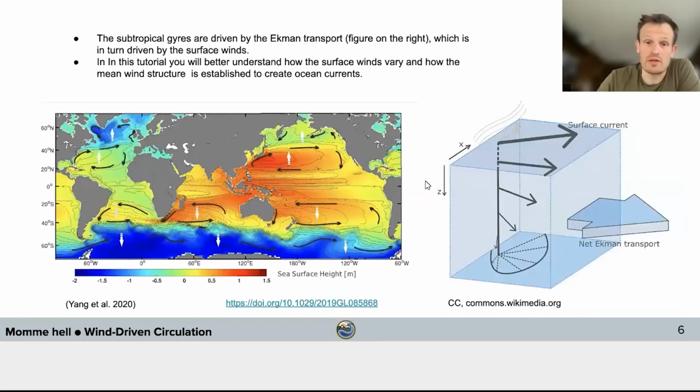In the long term, the wind patterns set up a circulation structure, the so-called subtropical gyres, which are marked by these black arrows here. And there's one gyre in each major ocean basin. These gyres just come from the fact that we have westerlies and easterlies, and then you get this circular structure. I invite you to learn more about the Ekman transport, which you need to understand the gyre circulation, but this will also be part of the following tutorials. Have fun with the wind-driven circulation.